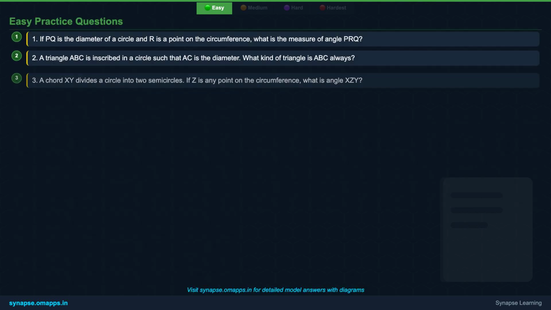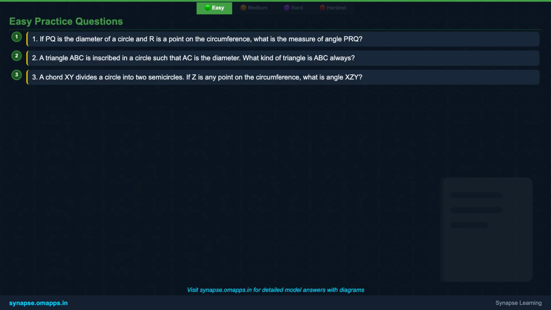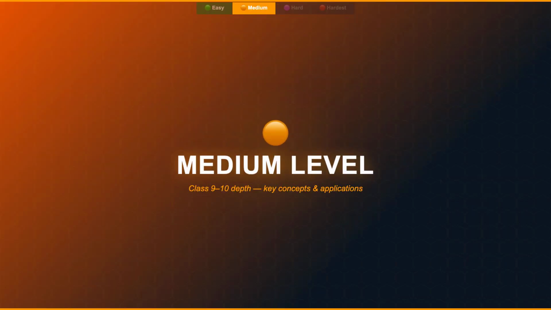Time to test your understanding with some easy practice questions. Read each question carefully and apply the theorem we just learned. For question 1, think about the definition of a semicircle. For question 2, consider what kind of triangle always has a 90-degree angle. And for question 3, remember that a chord dividing a circle into two semicircles is essentially a diameter. Pause the video, solve them, and then check your answers. Ready to go a bit deeper?